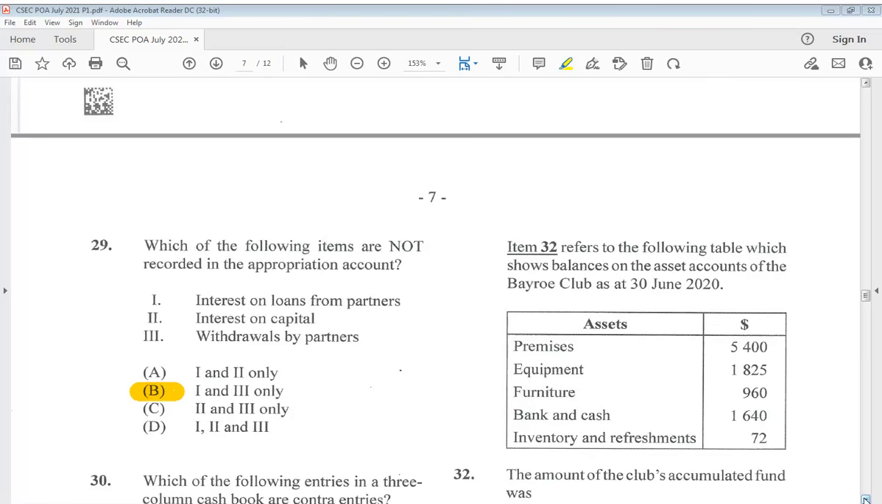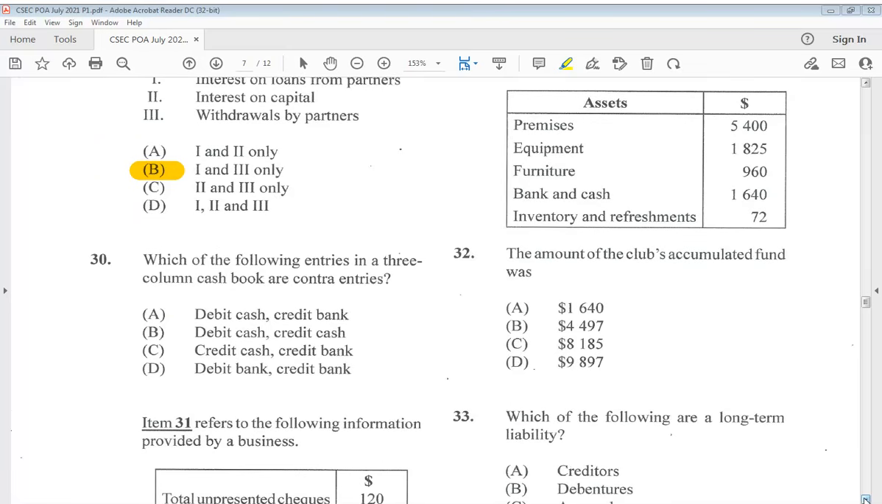Let's take our final question for this paper. It says, which of the following entries in a 3-column cash book are contra entries? So is it A, debit cash, credit bank, B, debit cash, credit cash, C, credit cash, credit bank, or D, debit bank, credit bank?